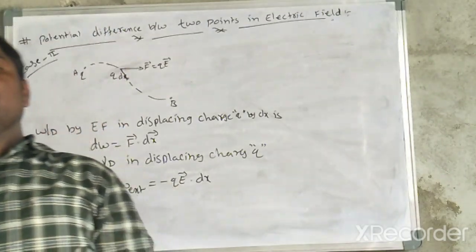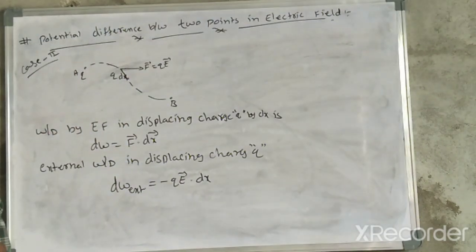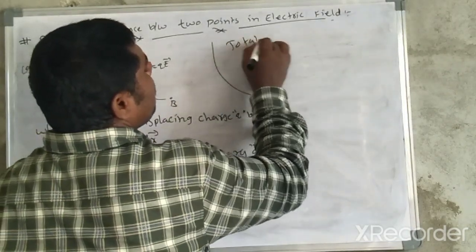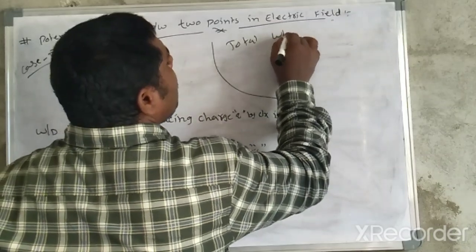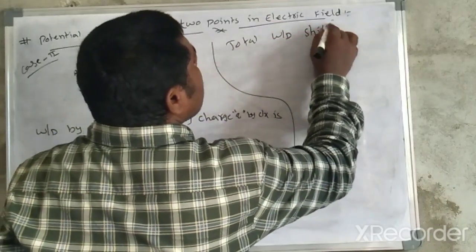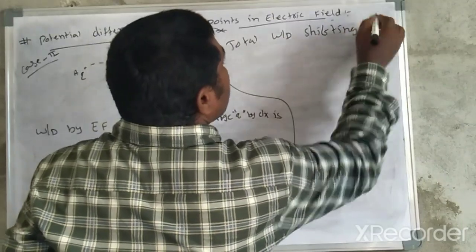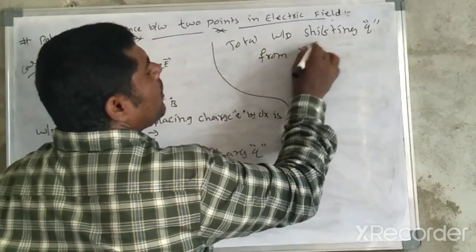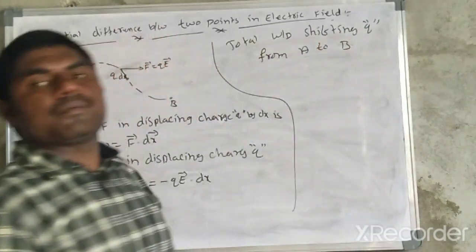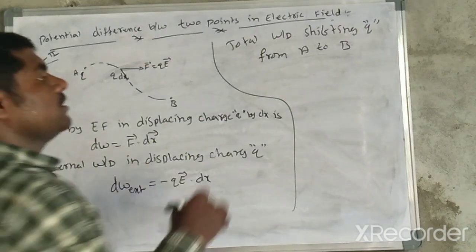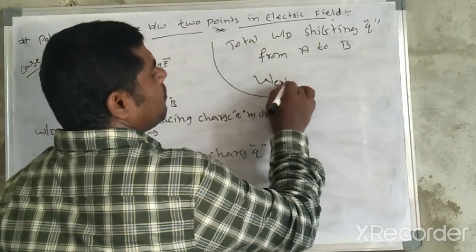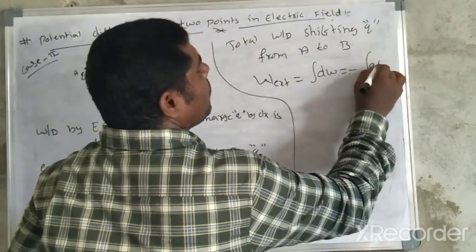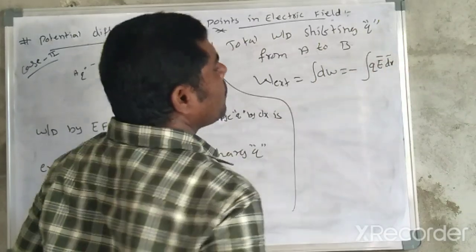If we want the total work done in shifting charge q from A to B, the external work done W external is equal to the integral of dW, which is equal to minus the integral of q into E into dx.